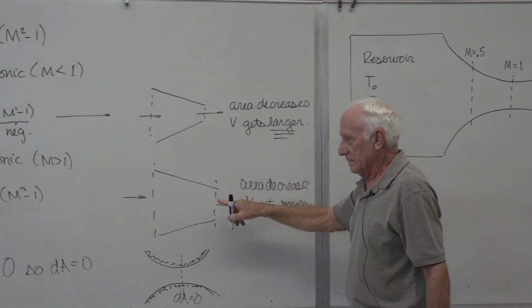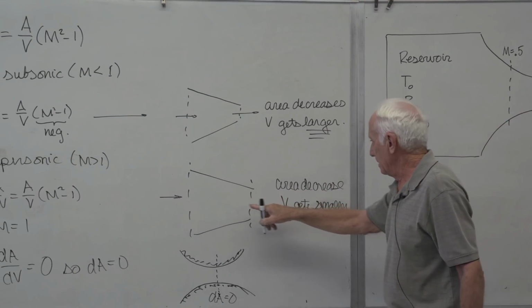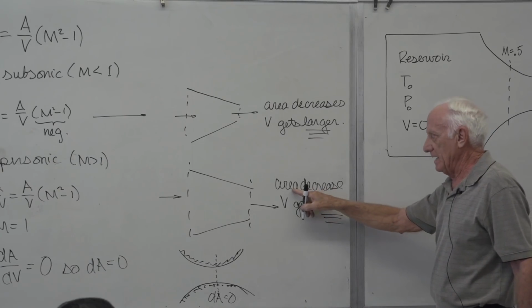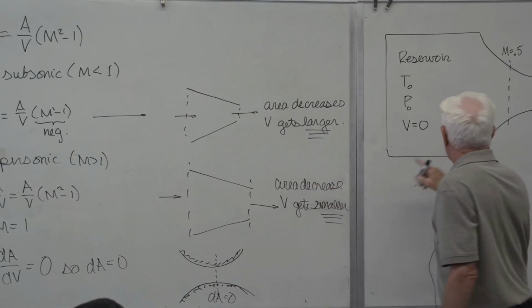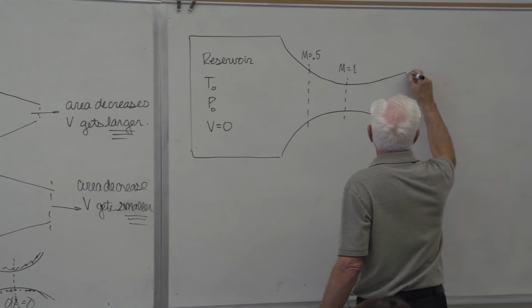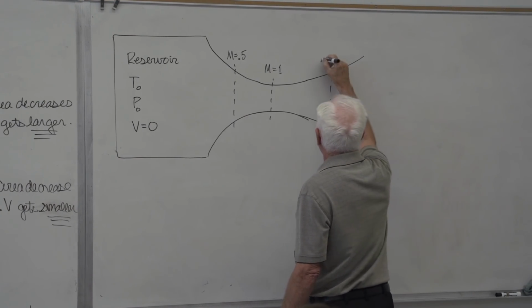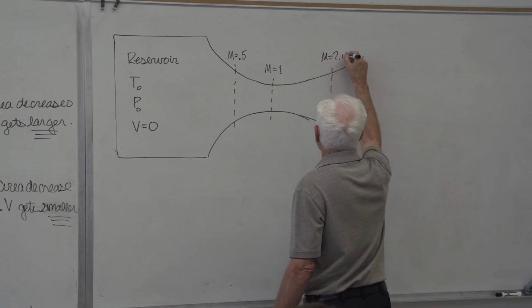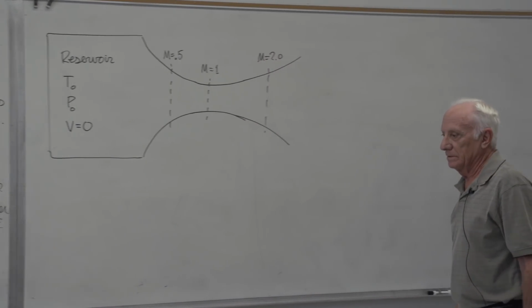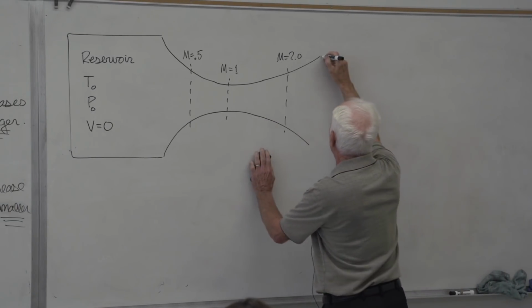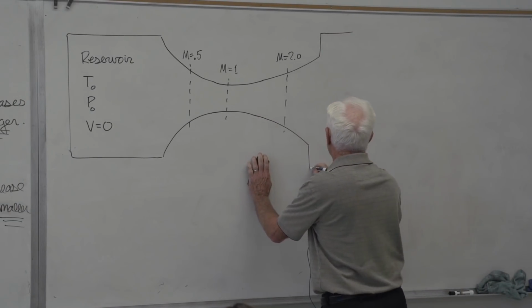Mach number, now supersonic. If you want V to get bigger, you make the area bigger. And now you reach a Mach number which is supersonic. And then probably you end up out here in some back pressure region.